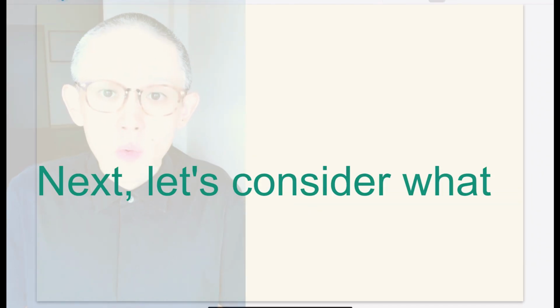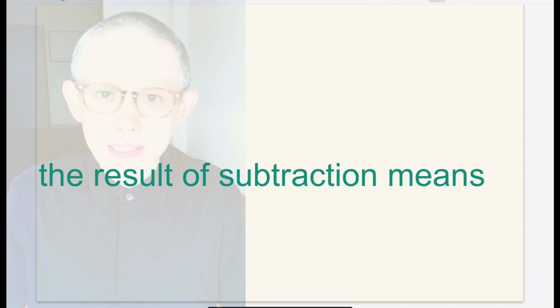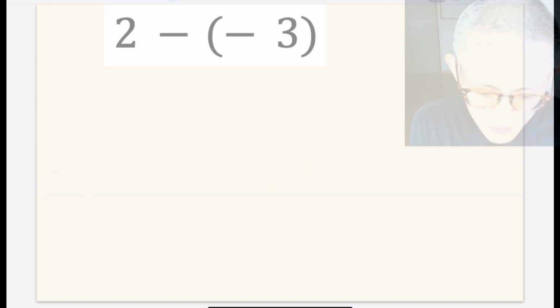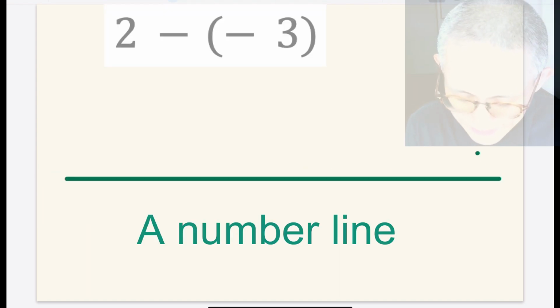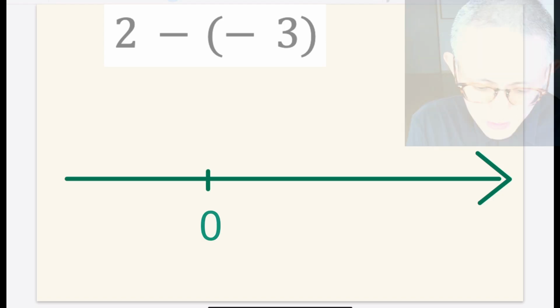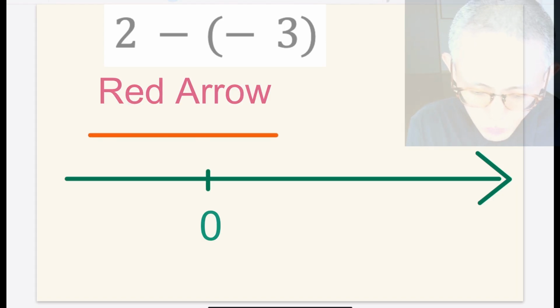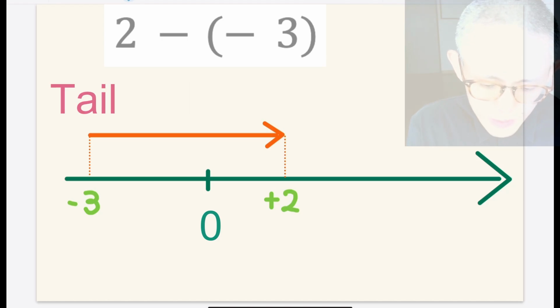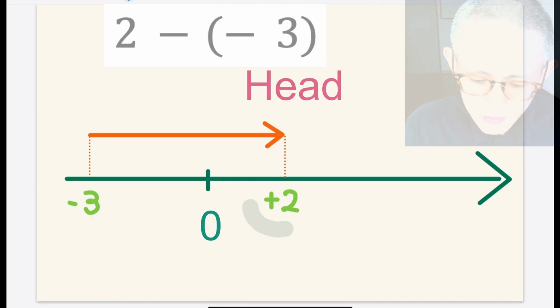Next, let's consider what the result of subtraction means under that rule. What implication does the result have? This is a number line. Here is the origin. And here is a red arrow. At present, its tail is at negative 3. And its head is at positive 2.